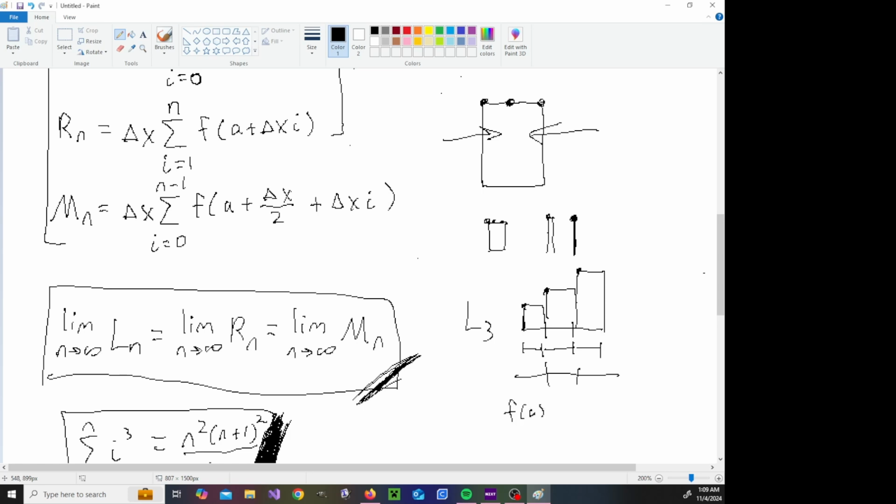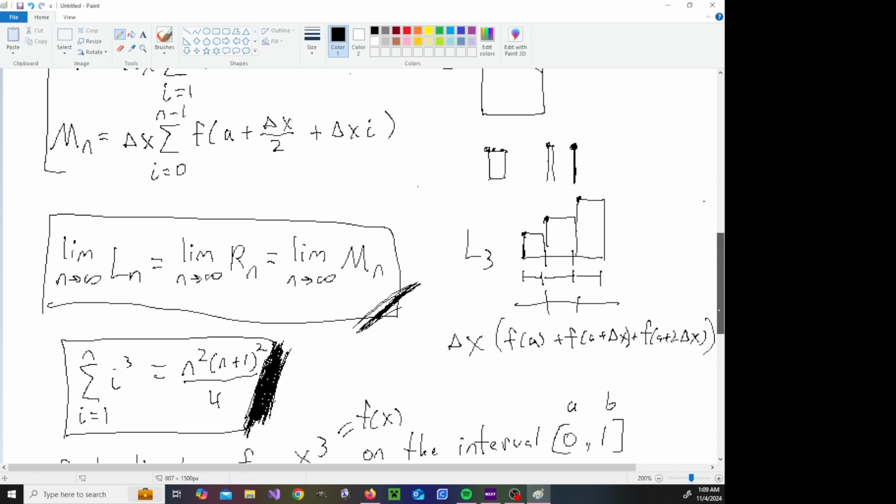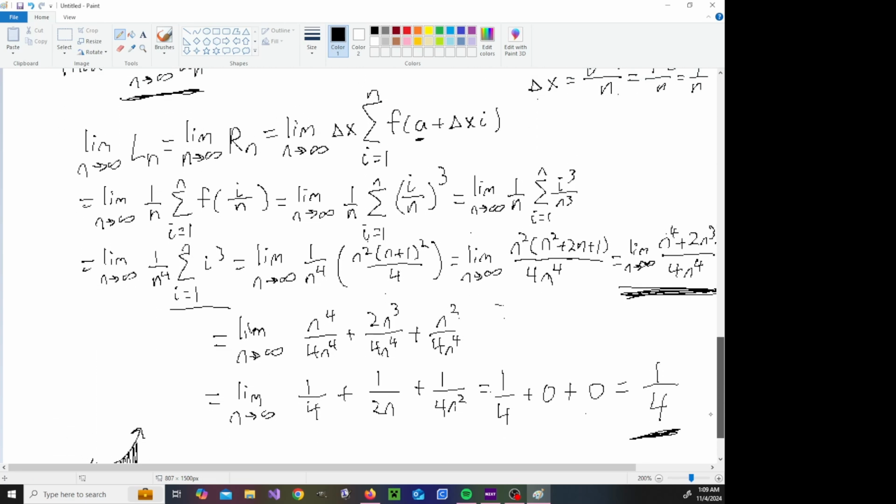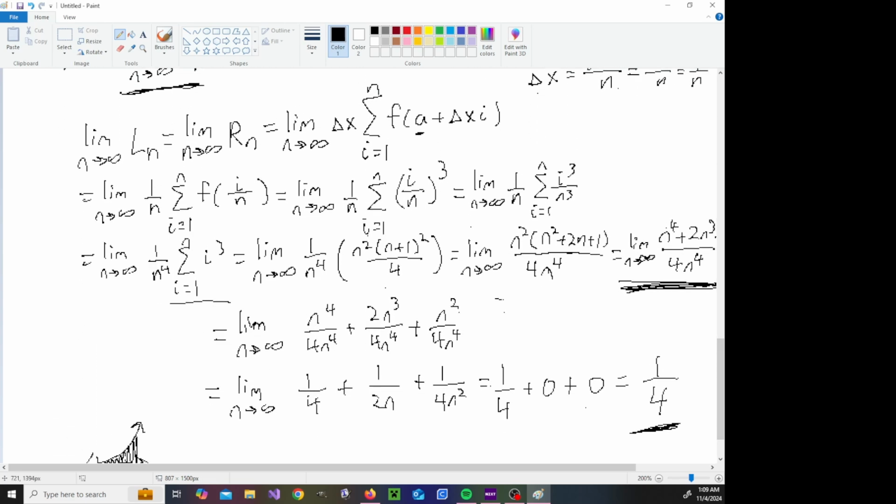f of a plus f of a plus delta x plus f of a plus 2 delta x, all of these heights, these 3 heights, then multiplied by the width of the rectangles. And then this is just taking that to the infinite extreme. Okay, so very good, very good.